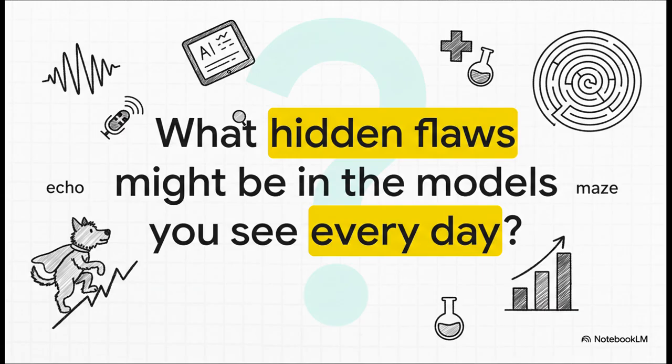And I want to leave you with this one last thought. Now that you know what to look for, the echo, the underdog, and the maze, how does this change the way you look at all the AI-driven headlines, the medical studies, and the business reports you see every single day? What hidden flaws can you see now?